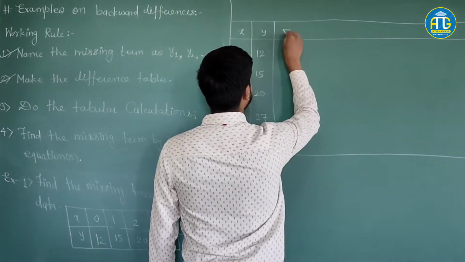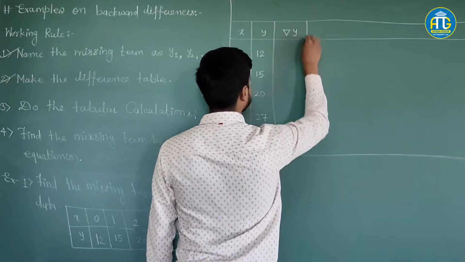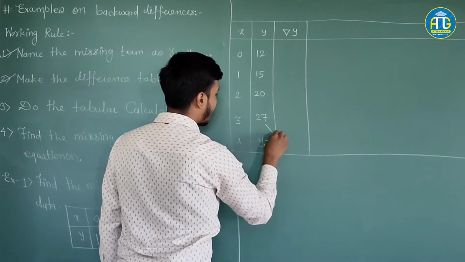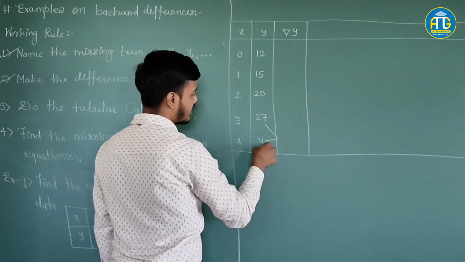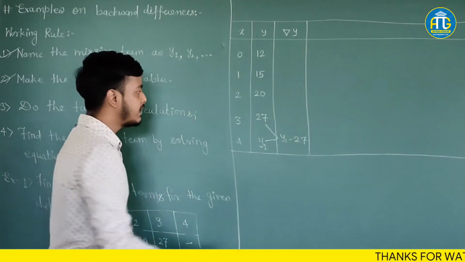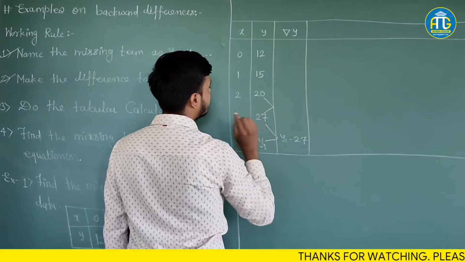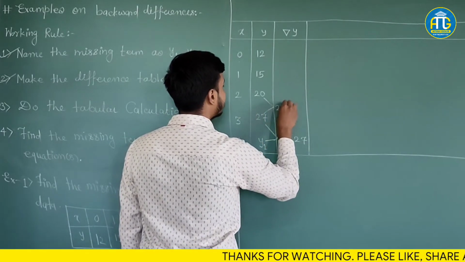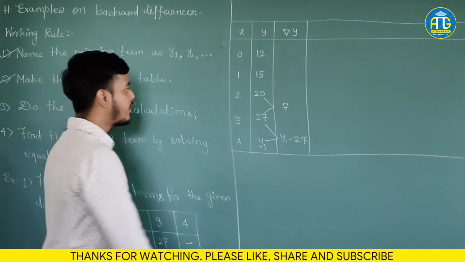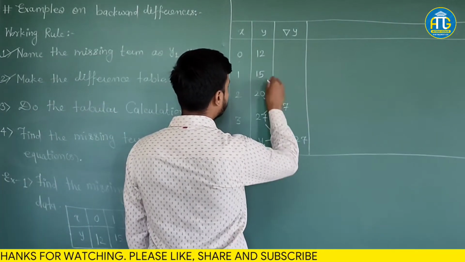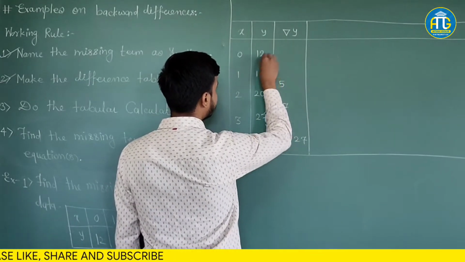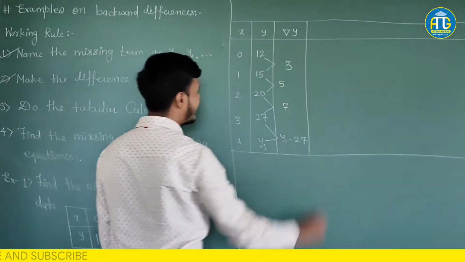Let us find out the backward difference del y. What is the backward difference of these two? So y1 minus 27. Then the backward difference of these two, that is 27 minus 20, that's 7. Easy. Now the difference between these two is 5, and the difference between these two is 3. So very easy.